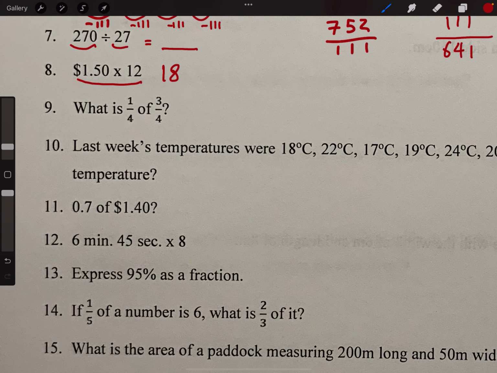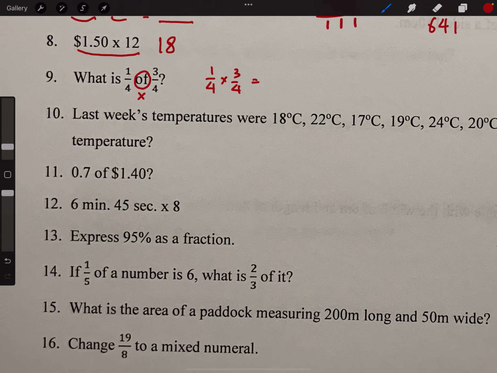Question 9. What is 1/4 of 3/4? Now the word "of" in mathematics translates into times. So the question really is, what is 1/4 times 3/4? So can you do that? 1/4 times 3/4. Work that out. Okay, it's not too hard.